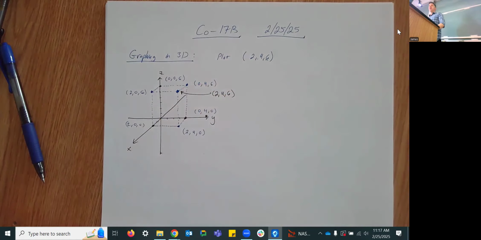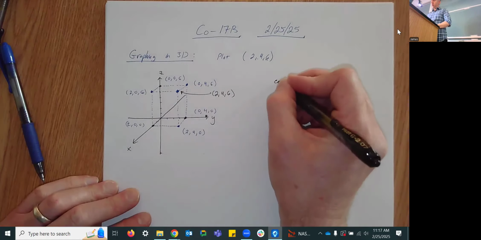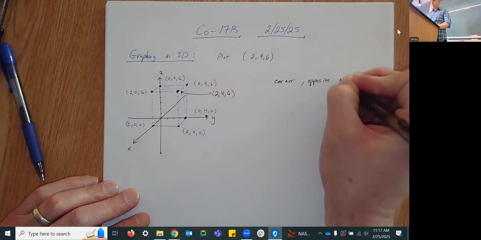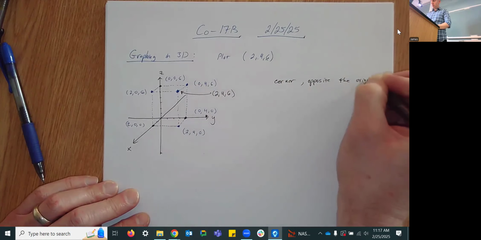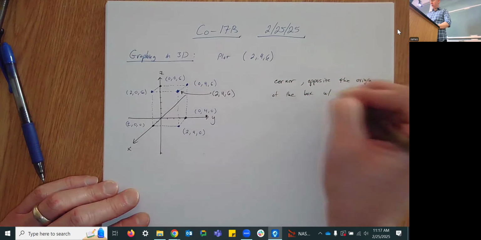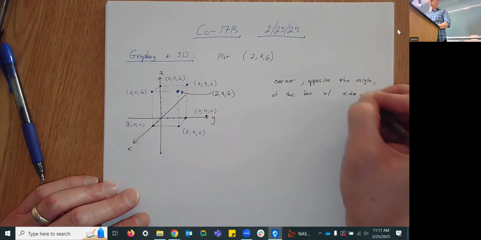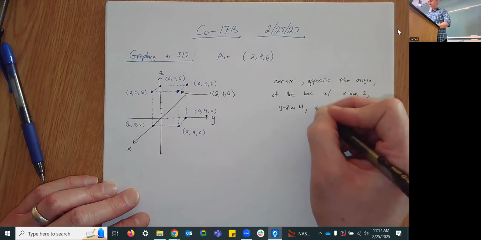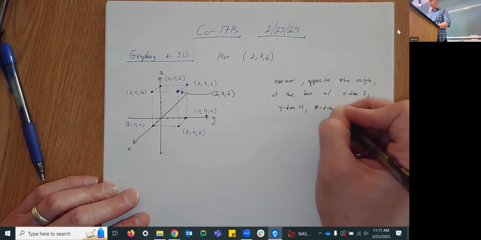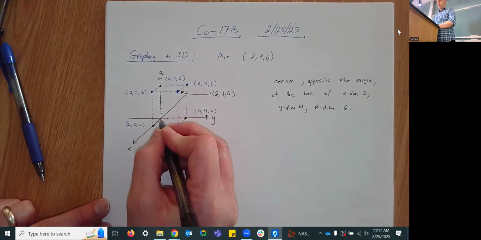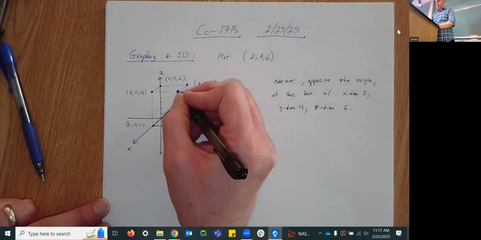Some people would describe it as the corner opposite the origin of the box with x dimension 2, y dimension or length 4, and z dimension or length 6. 2 in the x direction, 4 in the y direction, 6 in the z direction. So you have a box that has side lengths 2, 4, and 6.